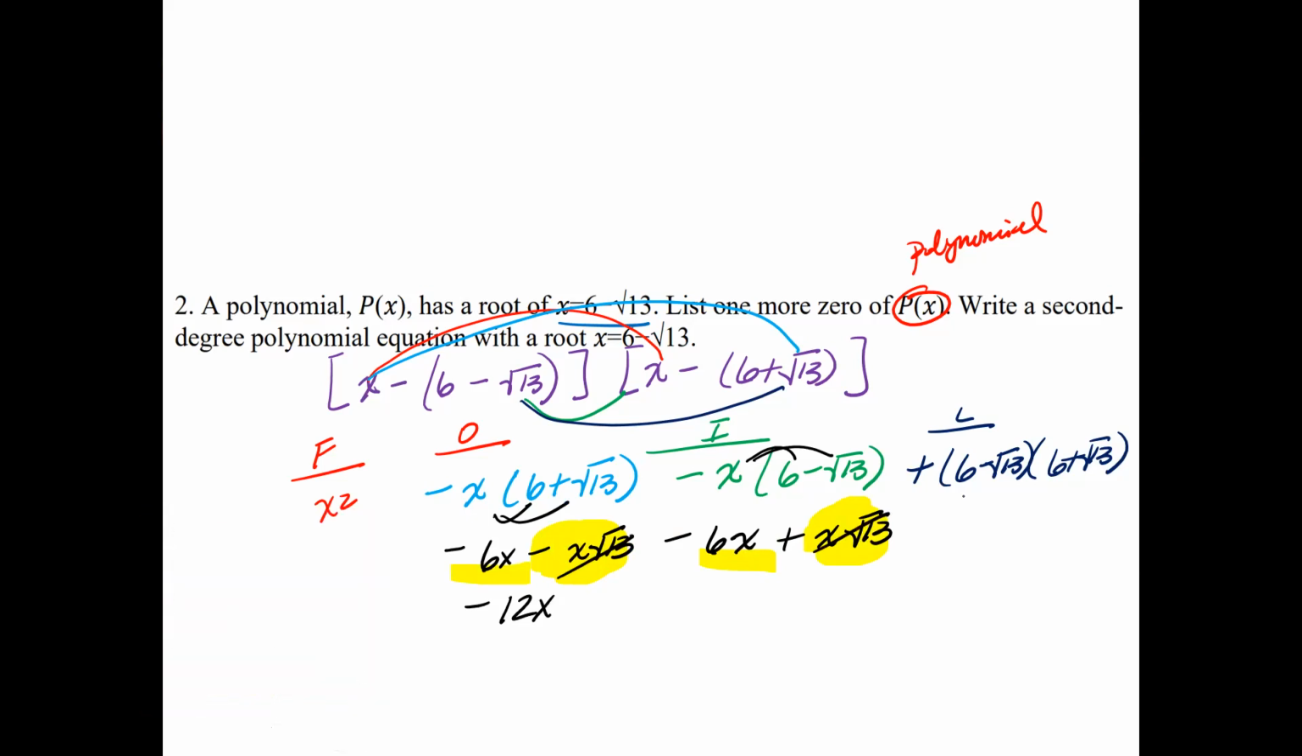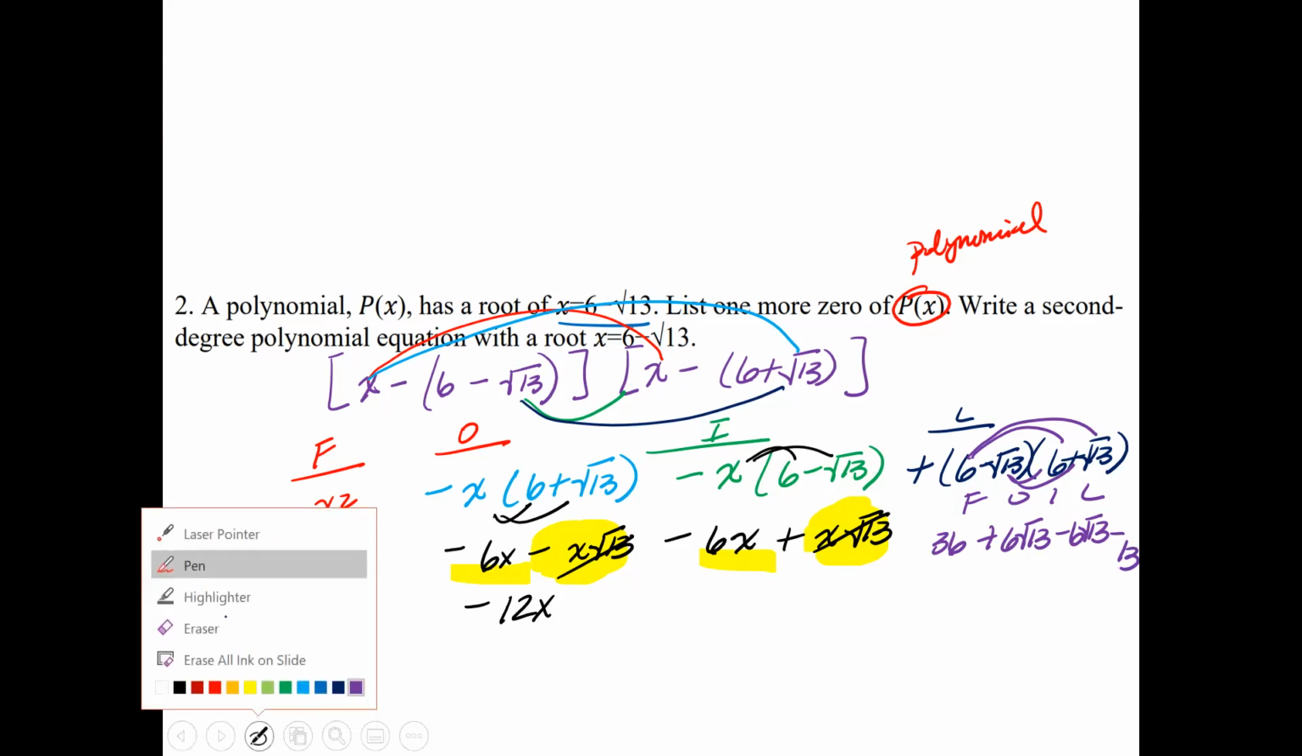Now, if you take a look over here, unfortunately, you will have to FOIL that one more time. So 6 and 6 is 36, plus 6 square root 13, minus 6 square root 13. And then when you have the same number inside the square root multiplied together, it's just going to be a 13. The square root goes away.